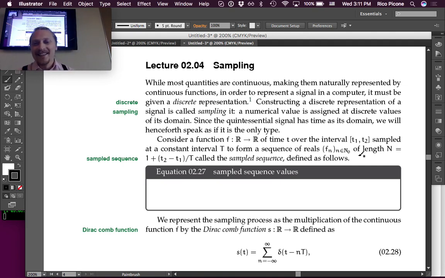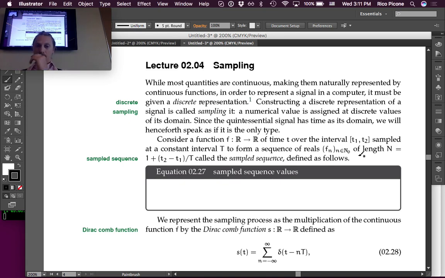Since the quintessential signal has time as its domain, we will henceforth speak as if it is the only type. So, time domain signals are typically what we're sampling. But technically, you could take a signal across a spatial domain. But we'll typically think of it as being a time domain sample.